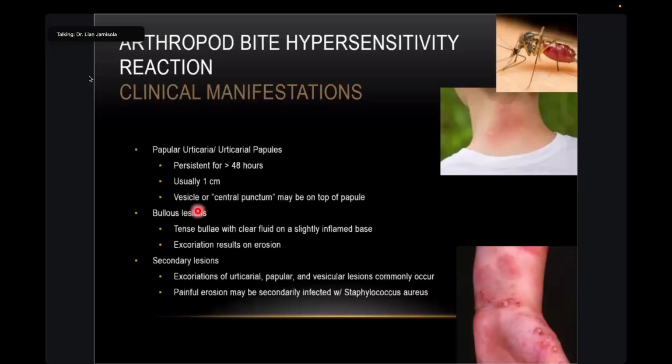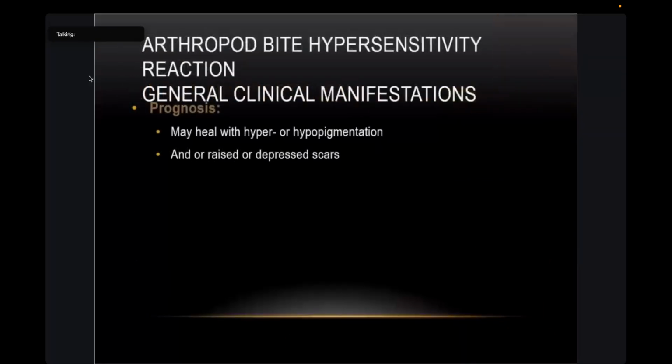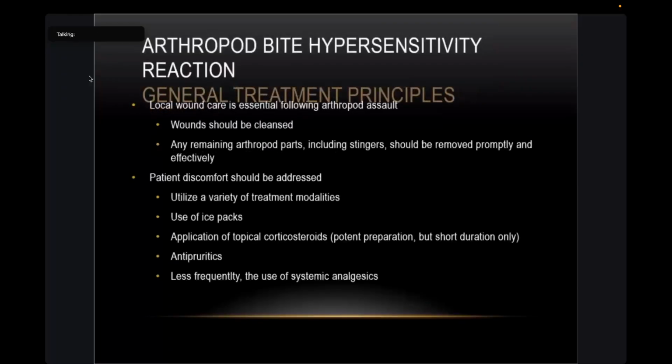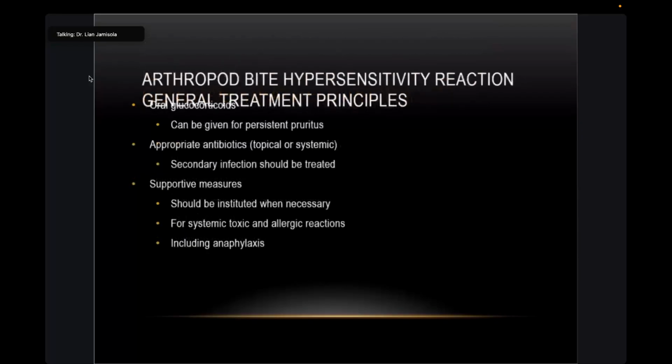So how do we know that it's a bite? Usually it's a vesicle or papule with a central punctum on top of the papule. So sa gitna, nakikita natin yung kung saan nag-bite yung arthropod. Okay, so we call that the central punctum. Okay, it may heal with hypopigmentation, which is temporary naman. Okay, or raised or depressed scars, but that's quite rare. Okay, sige. We can skip this.